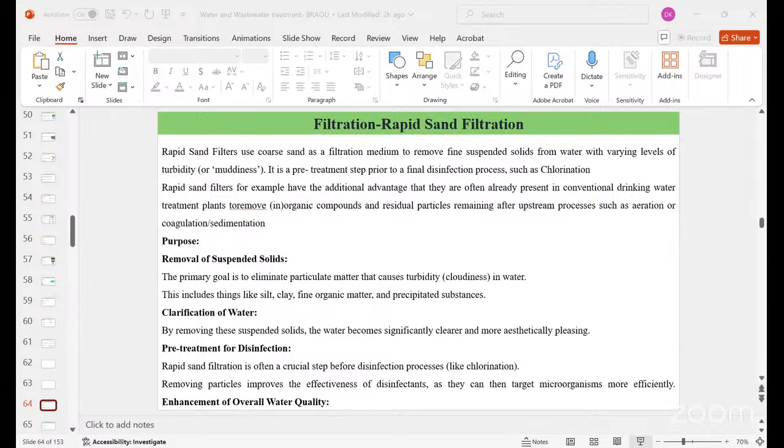It is a key design parameter that affects the filter performance. The filtration rate can increase throughput, but it can also lead to increased head loss and reduced particle removal efficiency as well. So mainly the filtration rate affects the filtration performance, and it can increase the throughput, which ultimately leads to increased head loss and reduced particle removal efficiency.